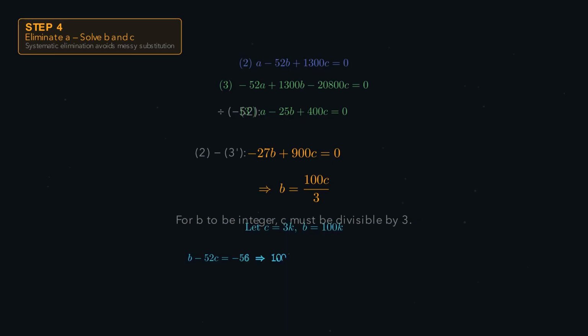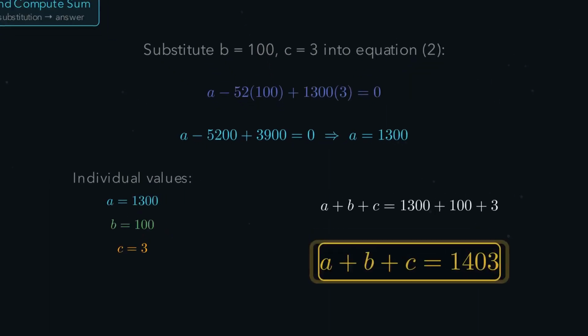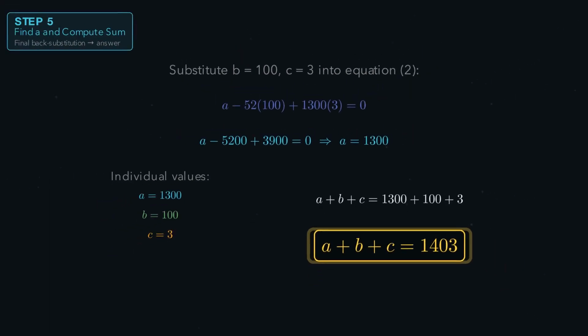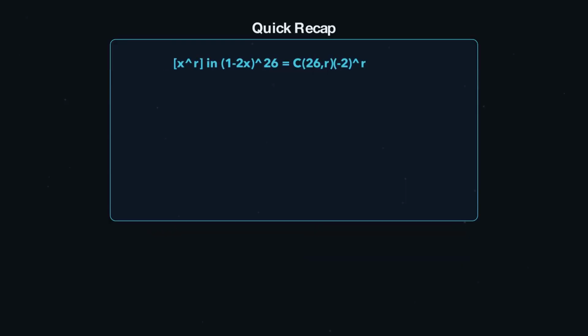Here's the key insight. Divide the third equation by negative 52. It becomes a minus 25b plus 400c equals 0. Subtract this from the second equation, and a cancels out completely. We get b equals 100/3 times c. Since b must be an integer, c has to be 3. That pins b to 100. Plugging back into the first equation confirms it.